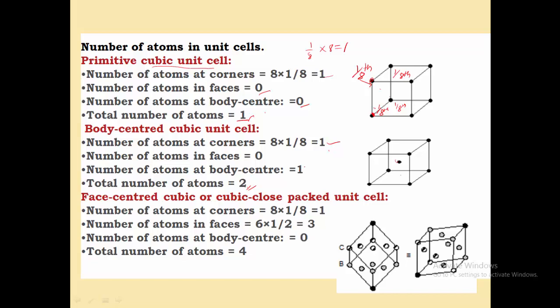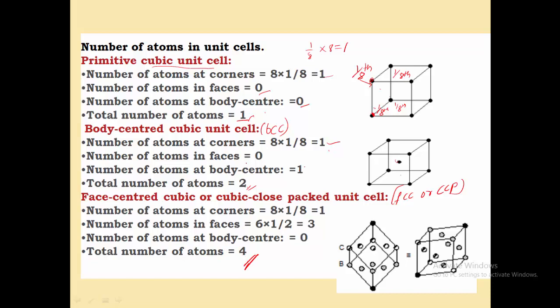So the total number of atoms in a body centered cubic unit cell, or BCC, is 2. And in face centered cubic or cubic close packed unit cells, you can call it FCC or CCP, the number of atoms at corners is 1, the number of atoms in faces is 3, and the number of atoms at body center is 0. So the total number of atoms in FCC or CCP is 4.